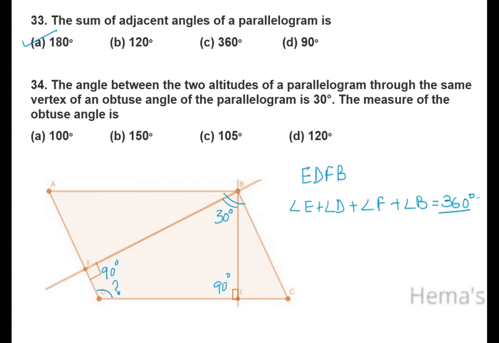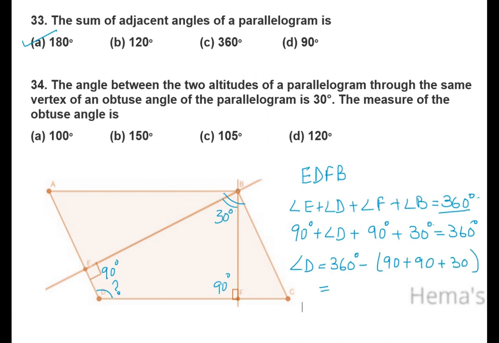Because it is a quadrilateral, the sum of the interior angles of a quadrilateral is equal to 360 degrees. Angle E is equal to 90 degrees, plus angle D, plus angle F is also equal to 90 degrees, plus angle B is equal to 30 degrees, which is equal to 360 degrees, right? So angle D is equal to 360 degrees minus (90 plus 90 plus 30), equal to 360 degrees minus 210 degrees, which is equal to 150 degrees, right? So this is the obtuse angle. B is the correct option.